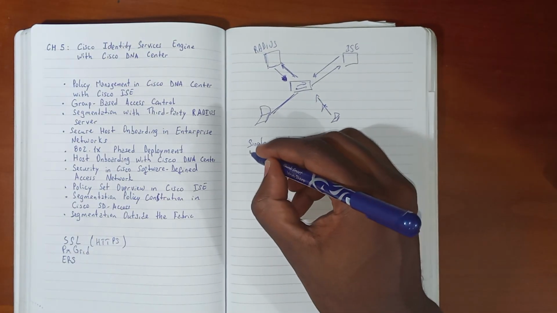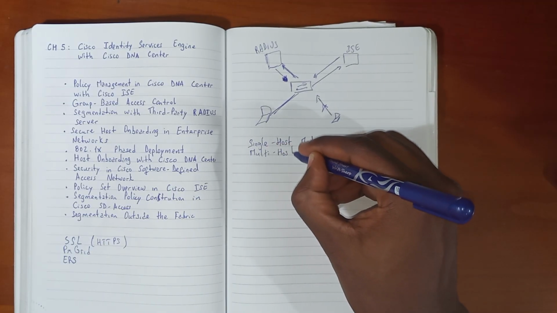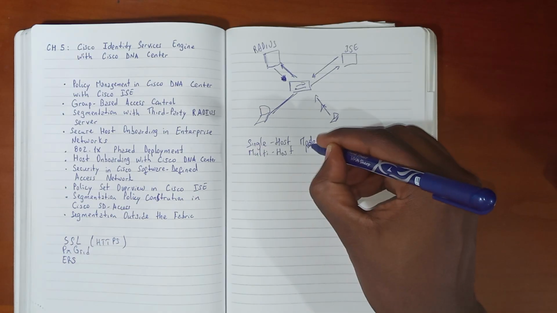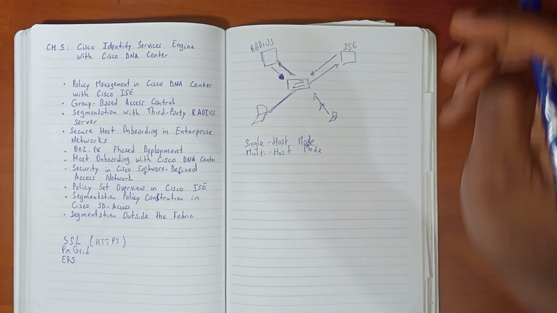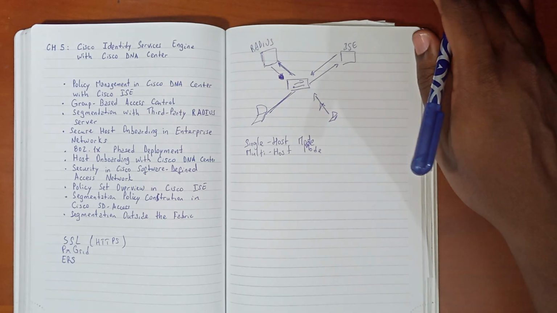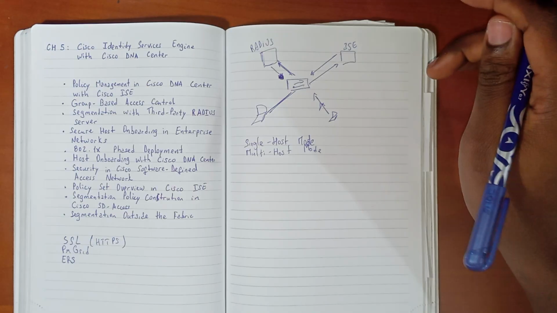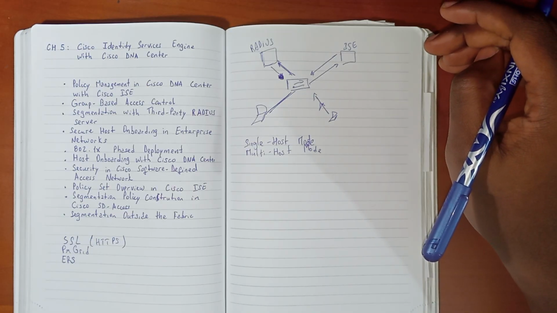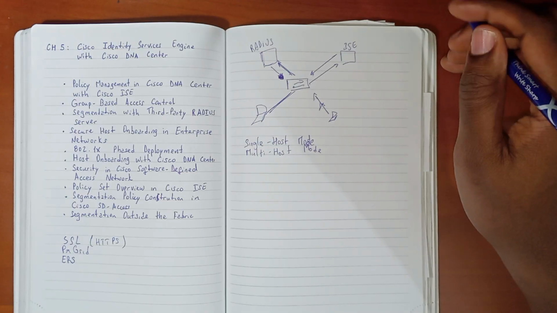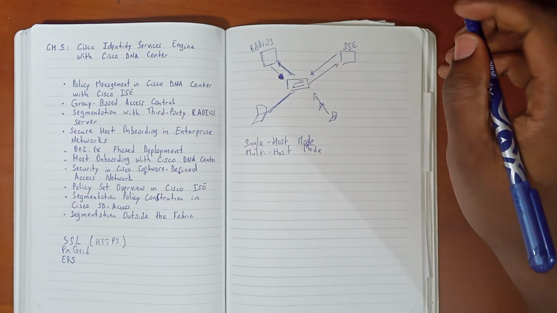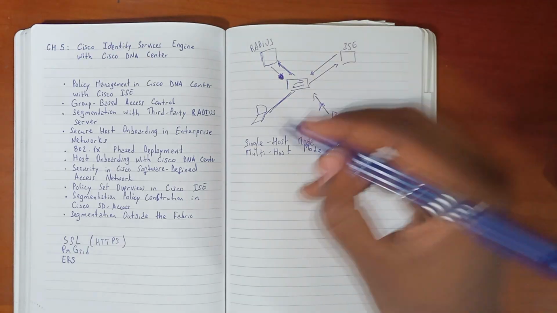The second type is multi-host mode. The multi-host mode is a little bit different because you can have more than one user connected to the switch.